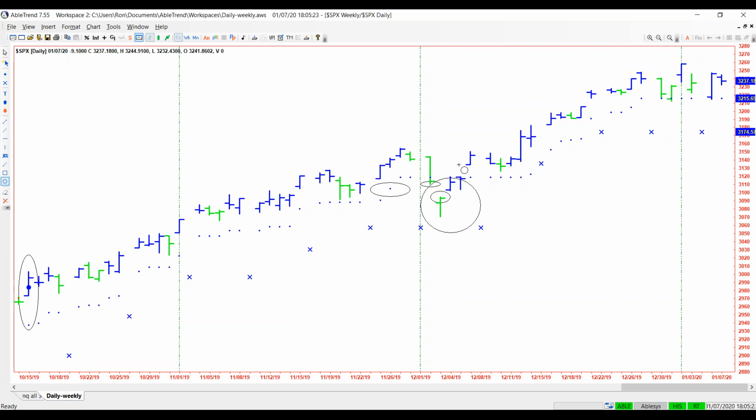But once you're stopped out, triple confirmation, sweet spot, right back in again, right there. You've got blue bar, blue dot, blue X. There's no other way to get into a trade. You have to have blue bar, blue dot, blue X. And actually, we're still in the trade right now.